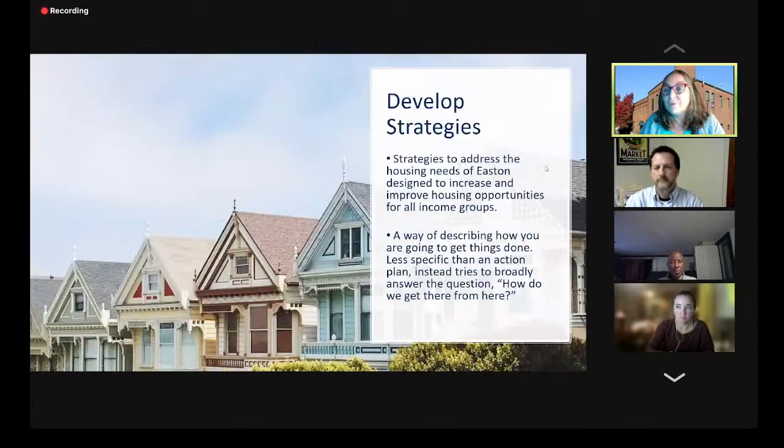We develop strategies to address the housing needs designed to increase and improve housing opportunities for all income groups. A way of describing how you are going to get things done, less specific than an action plan. Instead, it tries to broadly answer the question, how do we get there from here?